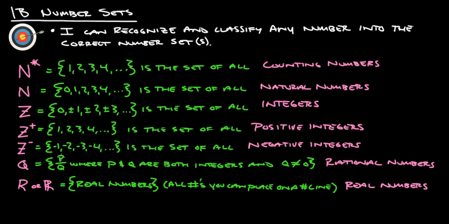Okay? Q is you have P over Q, where P and Q are both integers, and then Q cannot equal 0. Okay, so you've got some number over another number. If you can represent a number as some kind of fraction, then you consider it to be a rational number, which is Q.